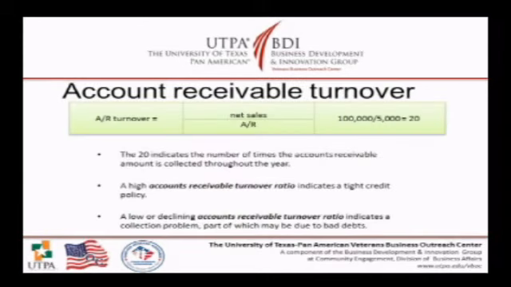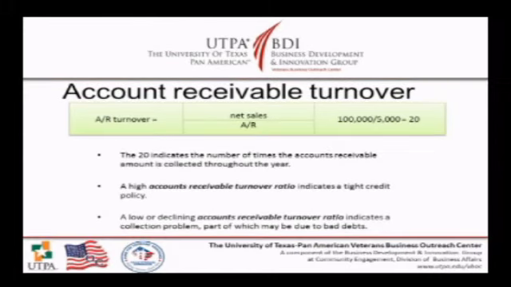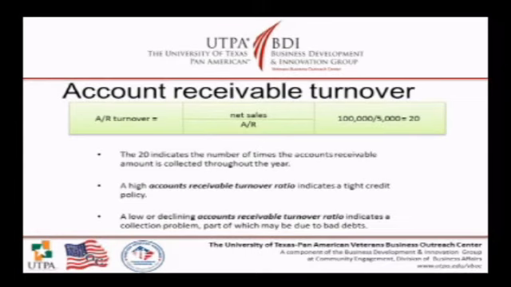Accounts receivable turnover is a little bit different than the ratio. Here, it takes net sales divided by accounts receivable equals how many times. So here we're going to take 100,000 divided by 5,000 equals 20. And 20 indicates how many times out of the year the accounts receivable was collected. So the other one was days, and this one's how many times.